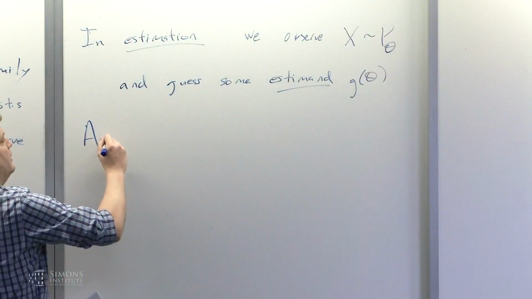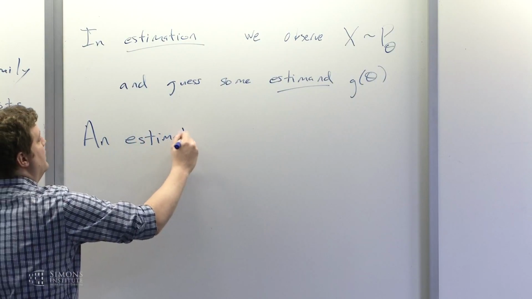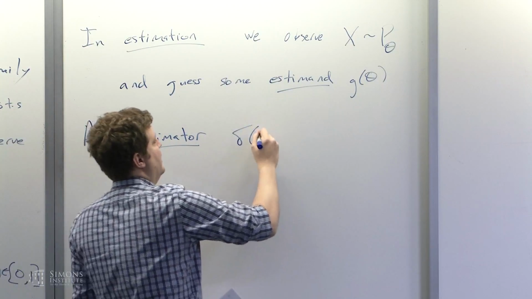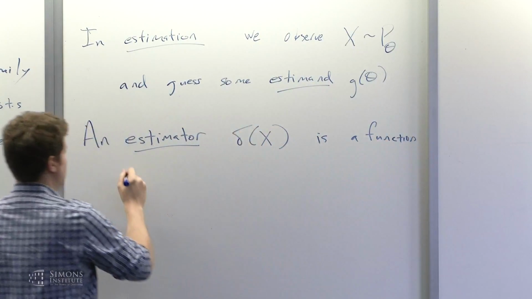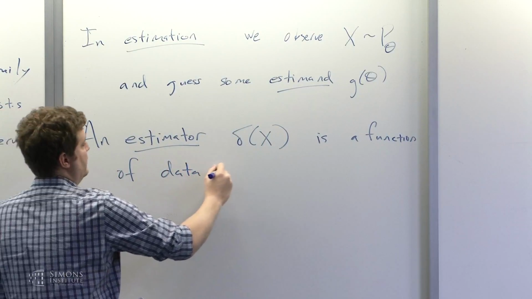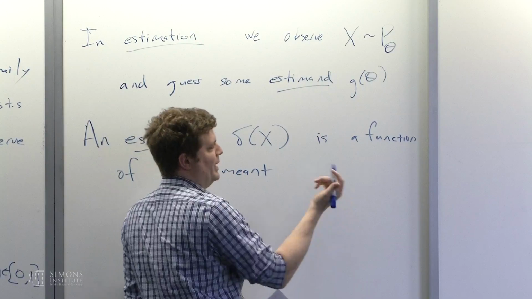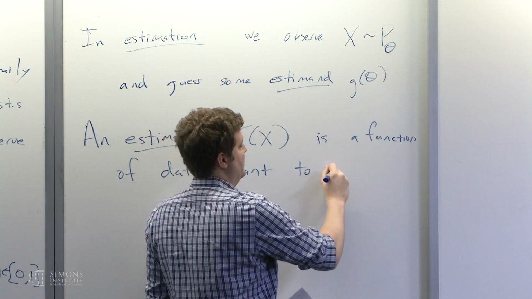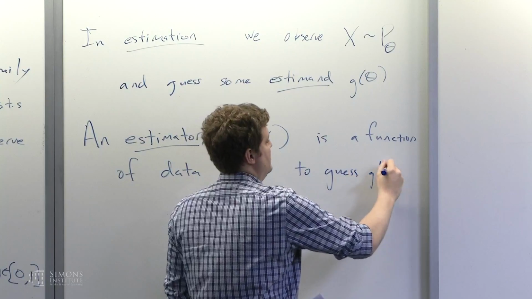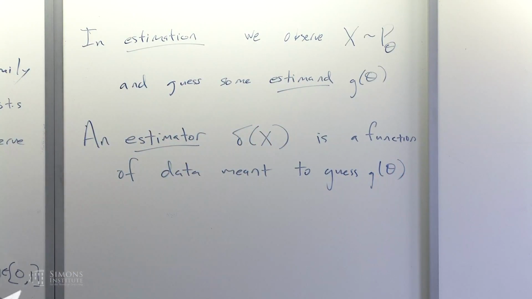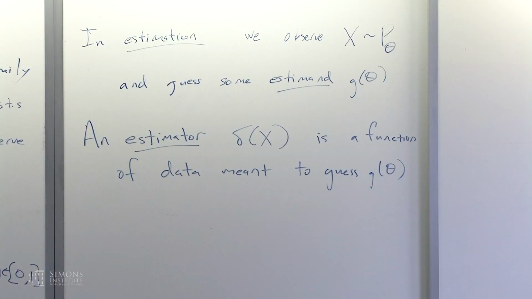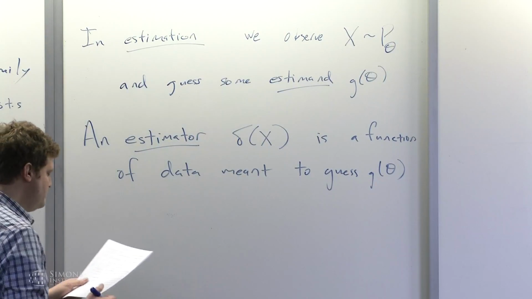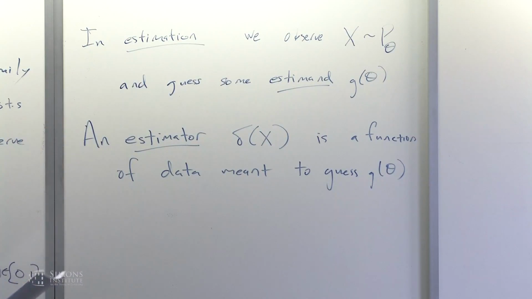An estimator delta of X is a function of the data that somebody intended to be a good guess of g of theta. So any function of the data is also called a statistic. Of course, it's important that it can only be a function of the data, not the parameter, obviously, because we don't get to see the parameter. And so we want to guess as well as possible.